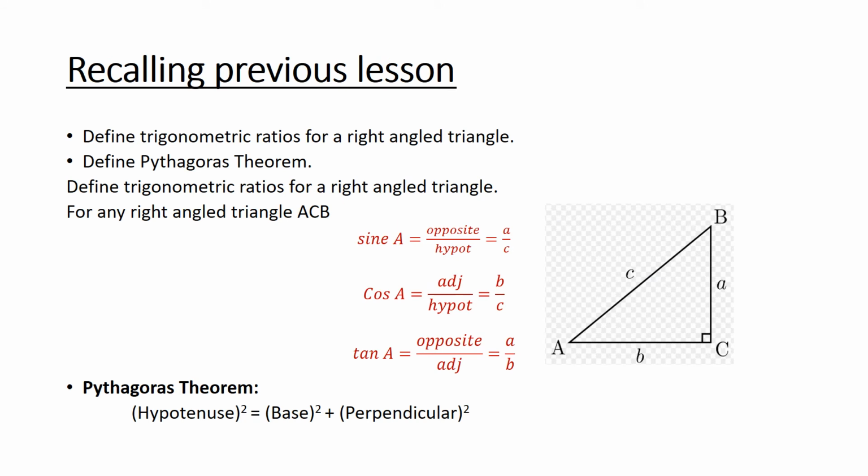In the previous lesson, we have learnt about how to solve right-angled triangles. And we also know that for any right-angled triangle, sin A is the ratio of opposite over hypotenuse, cos A is the ratio of adjacent over hypotenuse, tangent A is the ratio of opposite over adjacent. We can also apply Pythagoras theorem on the right angle triangle for finding the length of unknown side. That is, hypotenuse square is equal to base square plus perpendicular square.